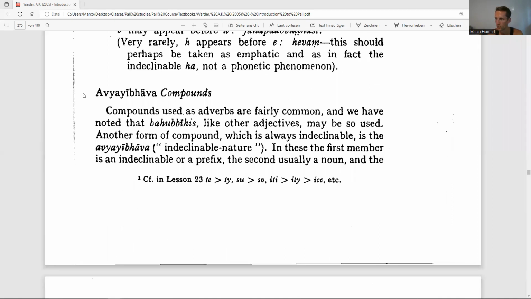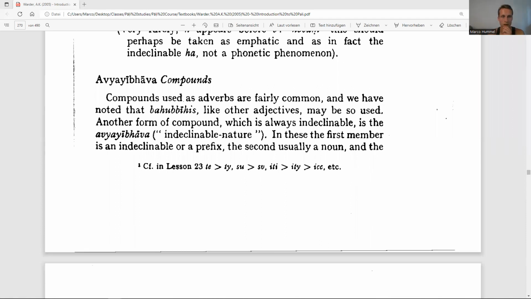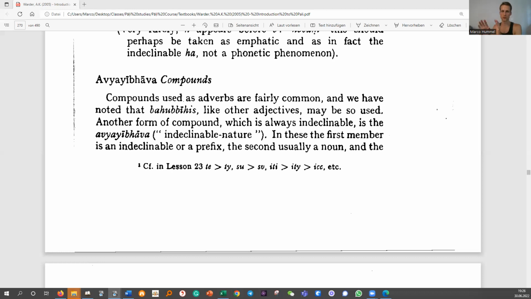So moreover, we have the avyahibhava samasa. Literally avyahibhava means indeclinable nature. So these are indeclinable compounds. Compounds used as adverbs are fairly common, for example bahobihis, like other adjectives that may be used. Another form of compound which is always indeclinable is the avyahibhava samasa. In these, the first member is an indeclinable or a prefix, the second usually a noun, and the compound functions as an indeclinable. In English, for example, we have along and side, alongside.